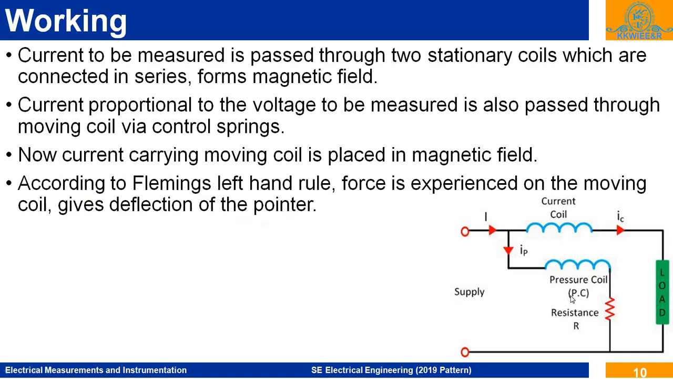As we discussed earlier, it is the same thing, but with this connection, showing how a wattmeter is connected in the electrical circuit. This is the current coil, the fixed coil, and the moving coil, the pressure coil. When it is connected to the circuit, current flows through both coils, so there is an interaction of the magnetic fields, and according to Fleming's left hand rule, force is generated on the moving coil and the pointer will deflect. So this is the working of the wattmeter.